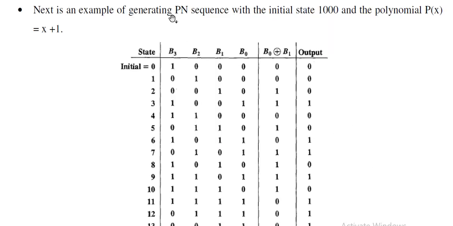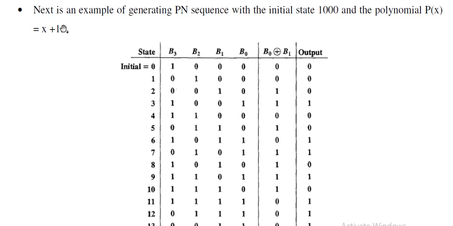So let's see how it works. The initial state is B0, B1, B2, B3. Let's say we have an initial state 1000. This is the initial state, and it has to be set at the sender and at the receiver with the same value. We need the same value, okay?